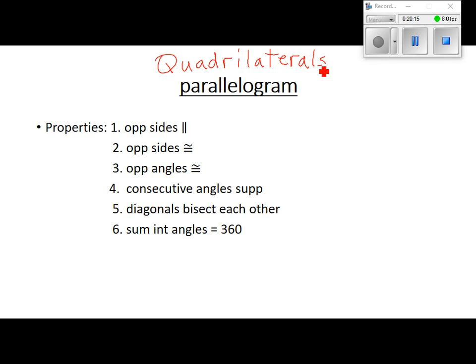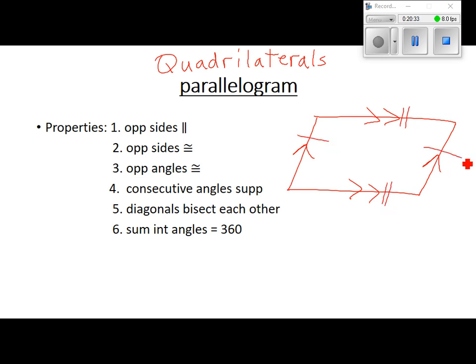A parallelogram, most of the time a parallelogram looks something like this. In a parallelogram, both pairs of opposite sides are parallel. So those two are parallel, those two are parallel. Both pairs of opposite sides are congruent, so this is congruent to that, this side's congruent to that. Opposite angles are congruent. Opposite angles means this angle and this angle are congruent, and this angle and this angle. Consecutive angles are supplementary. If I label this A, B, C, and D, any angles that go right next to each other have to add up to 180.